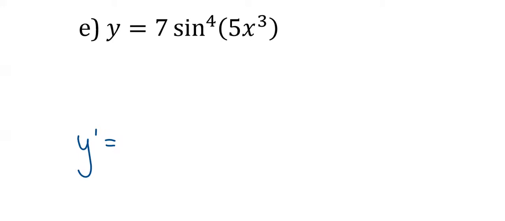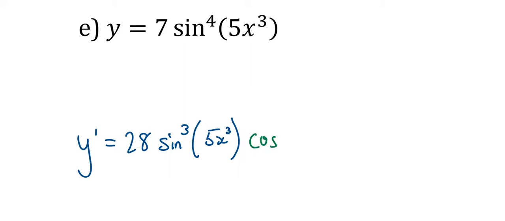We do exponents first. I take this 4, I bring it out front, 4 times 7, 28. Sine, subtract 1 from the exponent, angle doesn't change. Times the derivative of the trig function. Derivative of sine is cos. No exponent on that. Remember what we just talked about? Angle doesn't change. Now times the derivative of what's inside, which is 15x squared.